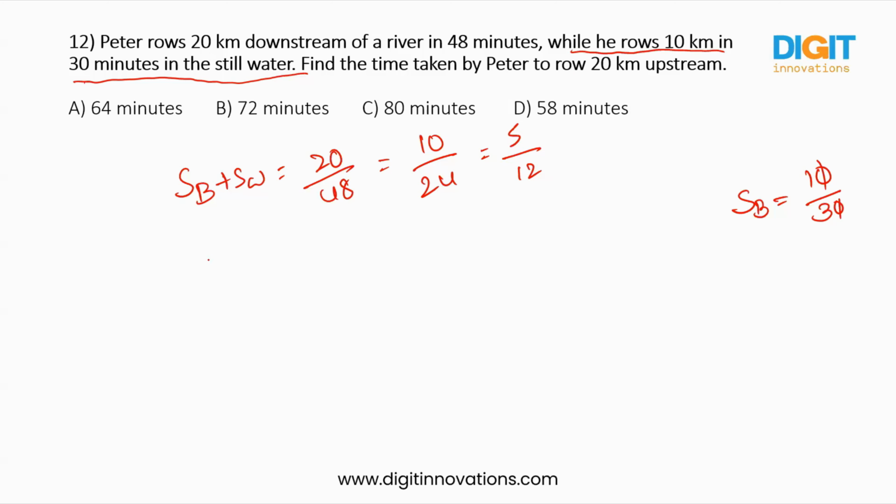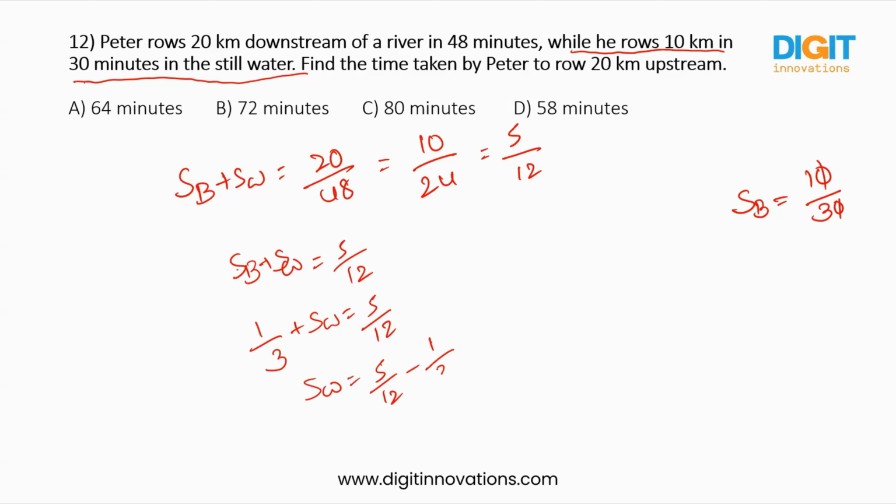So speed of boat is 1 by 3. When I put this value in this equation, it will become 5 by 12. So 1 by 3 plus speed of water equals 5 by 12. I'm taking this value to this side, then I'll get the speed of water. So minus, the denominator will be 12, 5 minus 4, which would be speed of water 1 by 12.